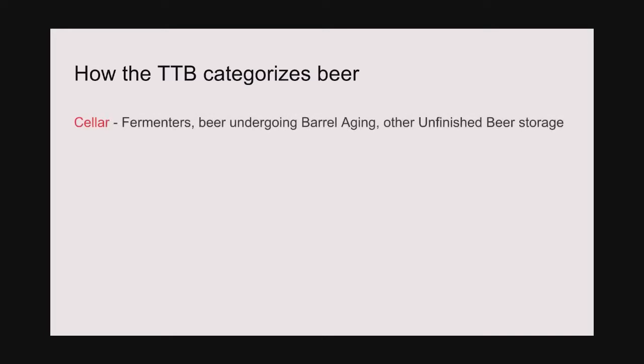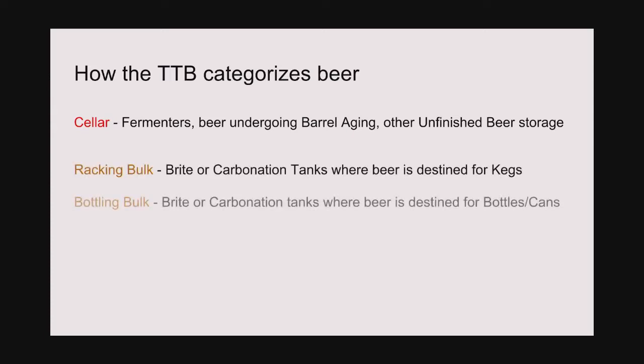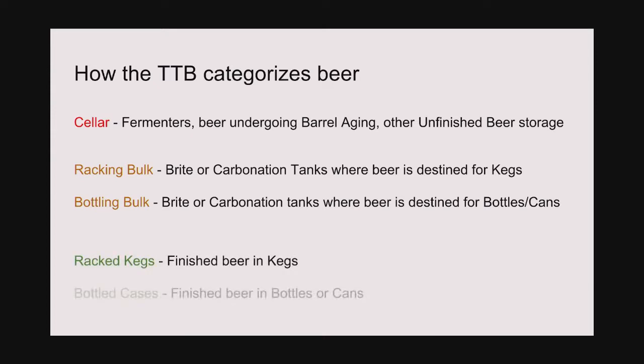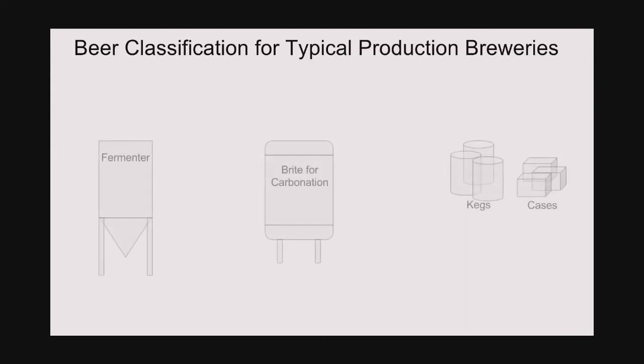The TTB has 5 different inventory categories for beer, depending on where it sits in your process. The cellar category is for beer that is in your fermenters or wooden barrels or other aging tanks. Racking bulk and bottling bulk categories are for beer that is being carbonated. Racking bulk is specifically for beer that will be going into kegs, and bottling bulk is specifically for beer that's going into bottles or cans. And then finally there are finished kegs and cases. In a typical production brewery setup, there are fermenters, bright tanks, and then kegs and cases.